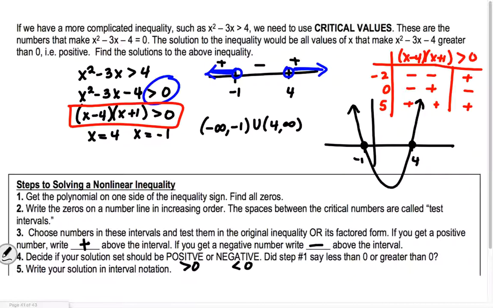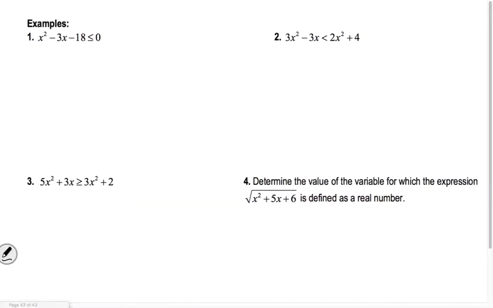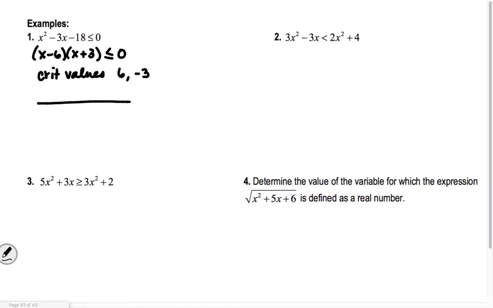Okay, so we're going to go through this process. So the first one, what kind of shape do we have? A parabola. Is it upwards or downwards? It's upwards. So if I factor this, I get x minus 6 times x plus 3. If I'm finding my critical values, I'm setting each parenthesis equal to 0. So I get critical values, or critical points if you want, of 6 and -3. So on my number line, I put -3 and 6.